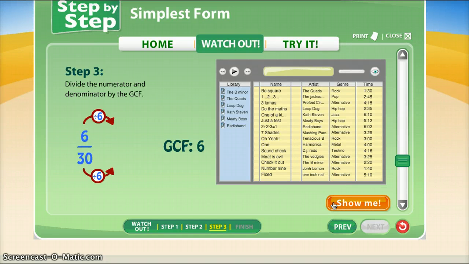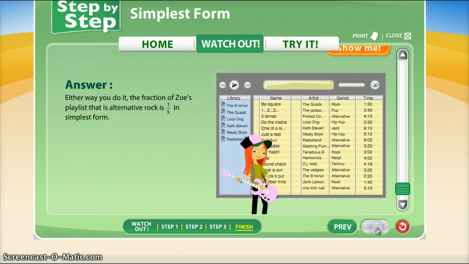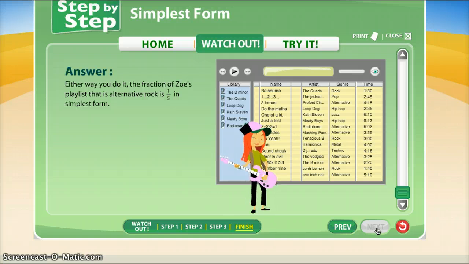6 divided by 6 is 1. 30 divided by 6 is 5. That makes 1/5. Either way you do it, the fraction of Zoe's playlist that is alternative rock is 1/5 in simplest form.